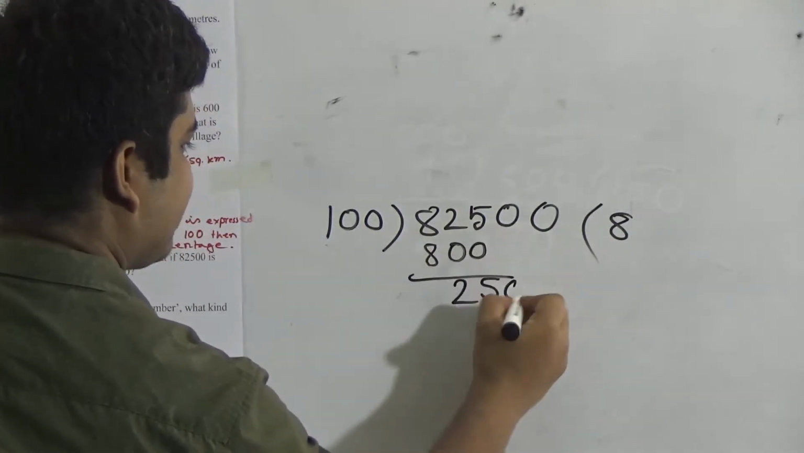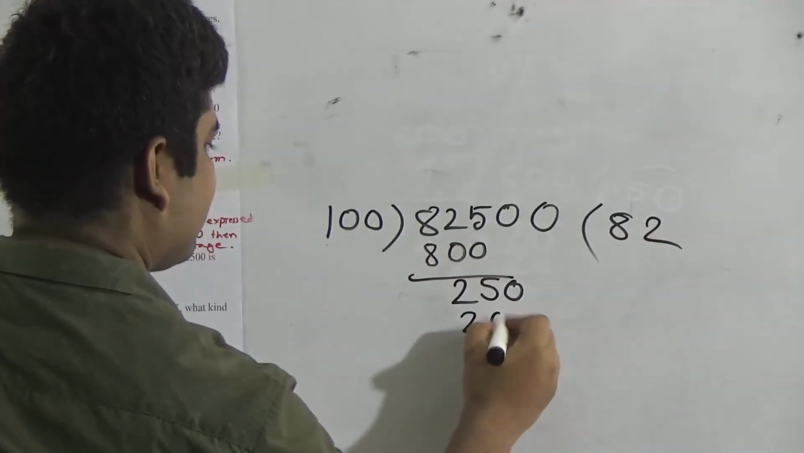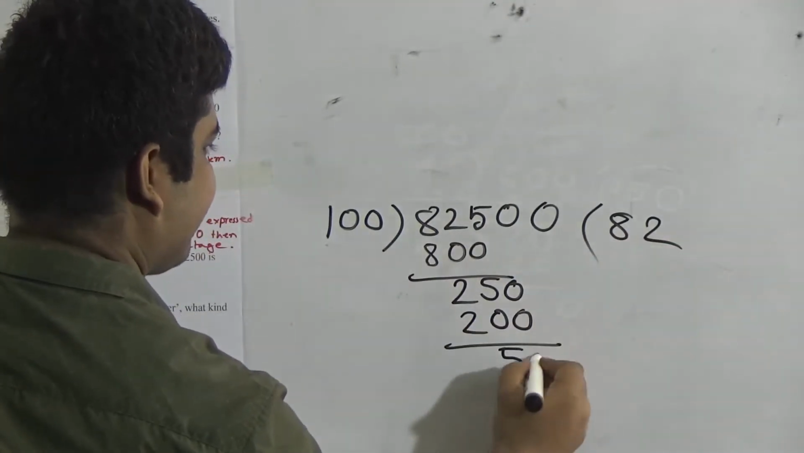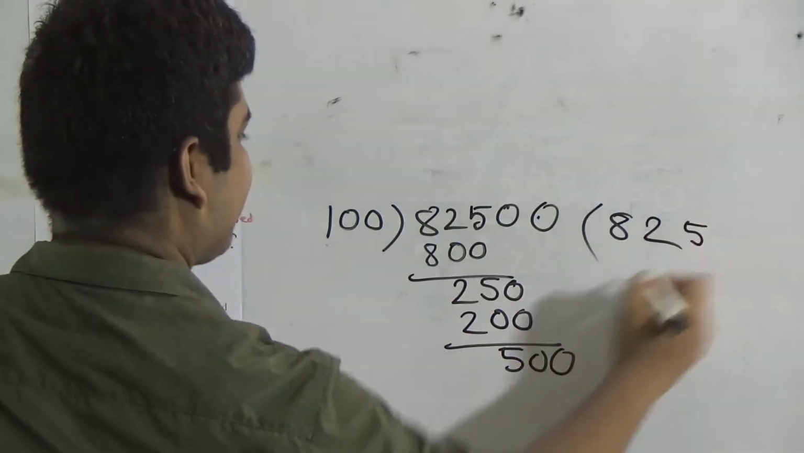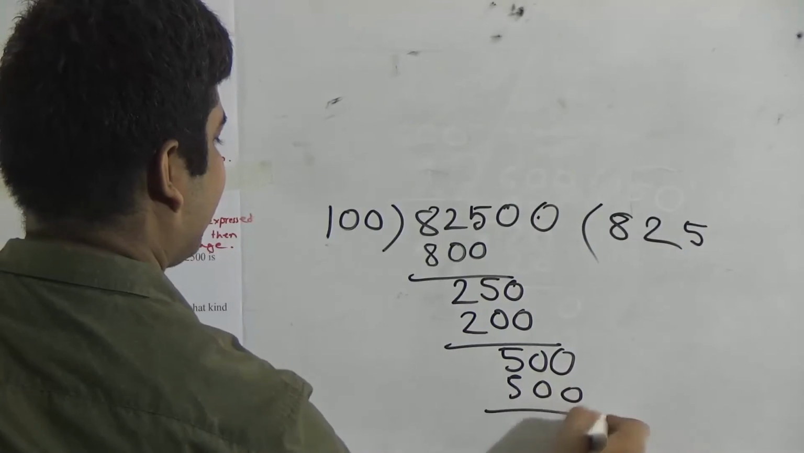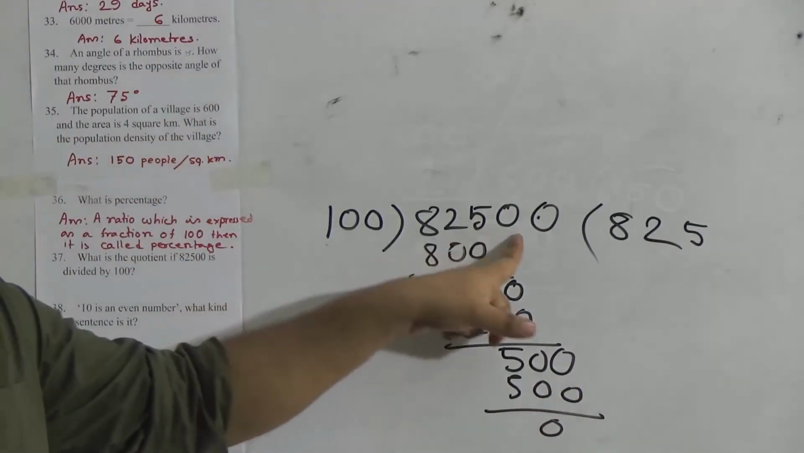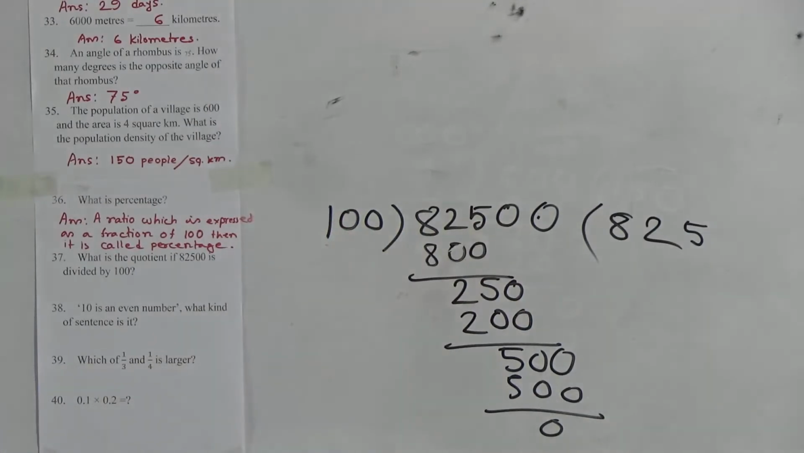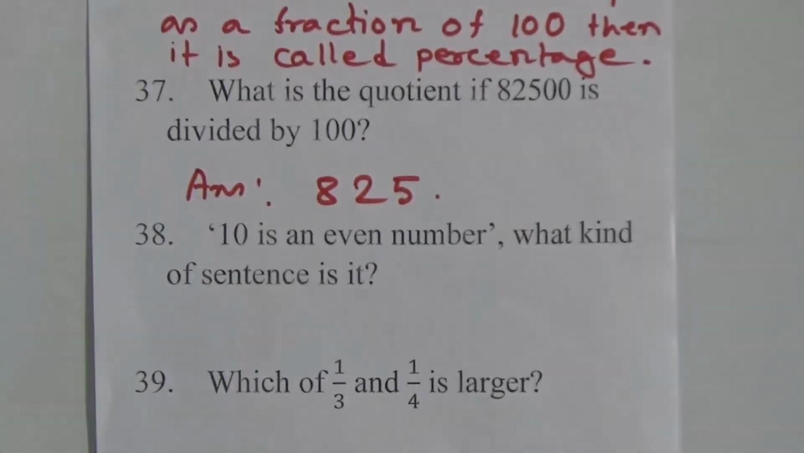Subtract, 25, 0 is here. In 250, 100 goes in 2 times. Okay. Subtract, 50, this 0 is here. In 500, 100 goes in 5 times. That means 500. Dear student, so if we divide 82,500 by 100, we get 825 as the quotient. So the answer is 825. I hope you have understood.